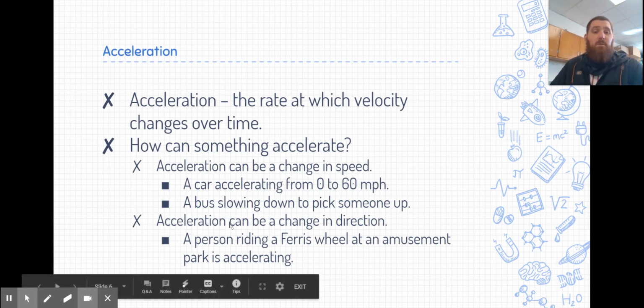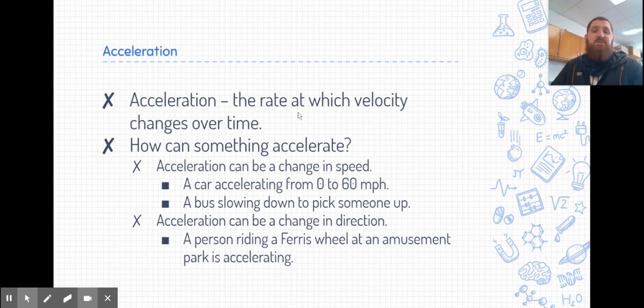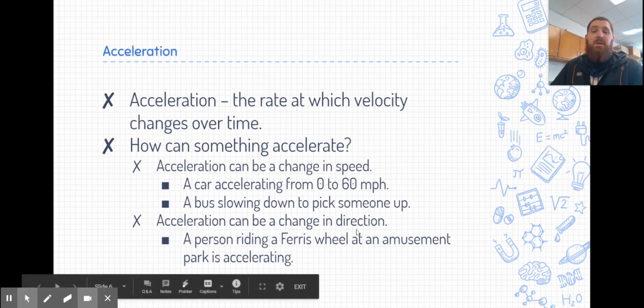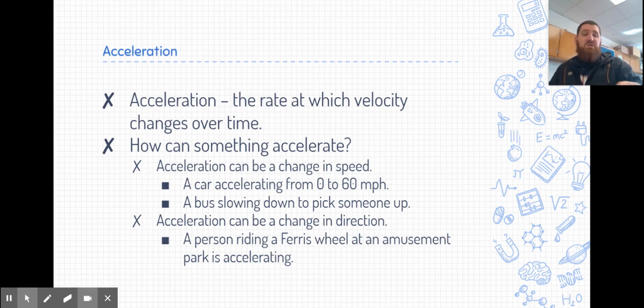Now, there's a third way that an object can accelerate, because acceleration is defined as a change in velocity, and velocity is a speed with a direction. We talked about how you can change the speed, but if you also change the direction, you can accelerate as well. So if you're riding on a Ferris wheel, you're traveling at a constant speed in that nice smooth circular path, but because your direction is constantly changing, you are constantly accelerating.